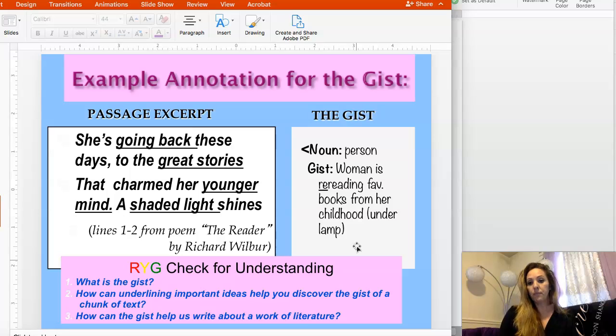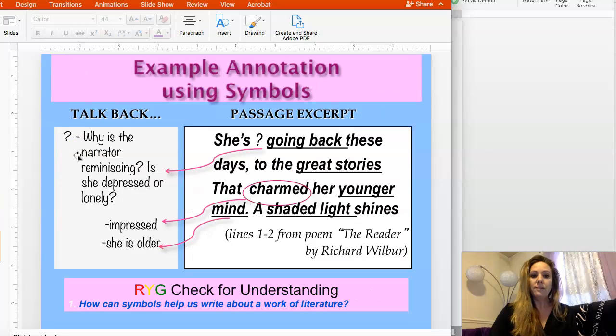Under lamp. Now that is a phrase, a fragment. It is not a complete sentence. And I might even abbreviate some of these words like childhood, because this is about me getting the root of my idea down for myself in a clear and concise way so that I can comprehend and understand what this text is about. What about when we use symbols?